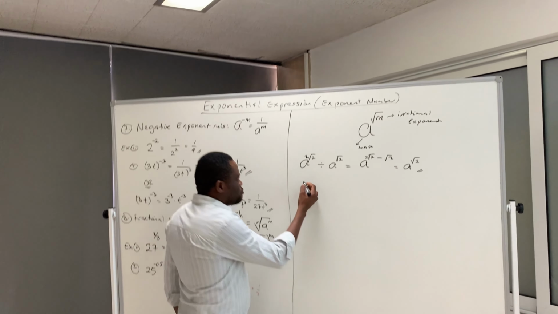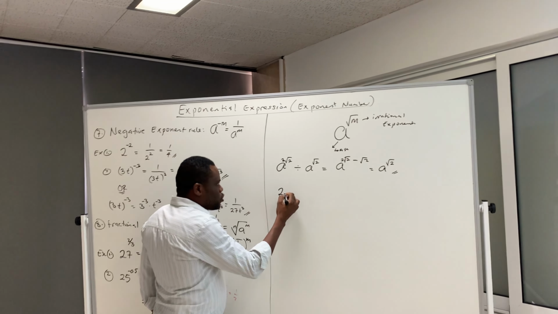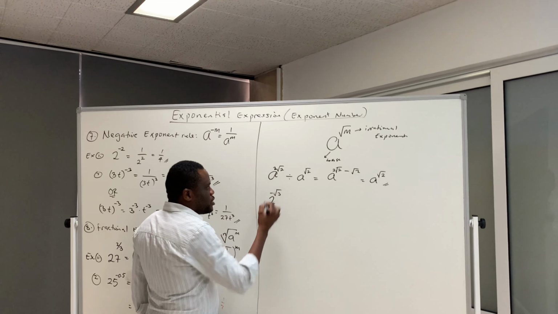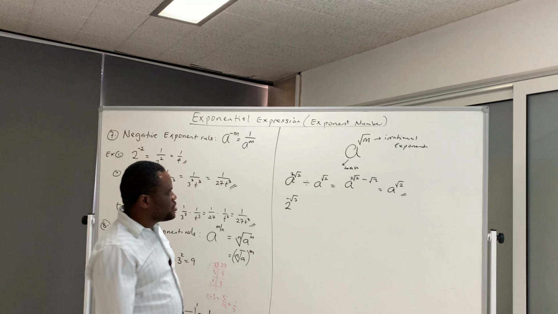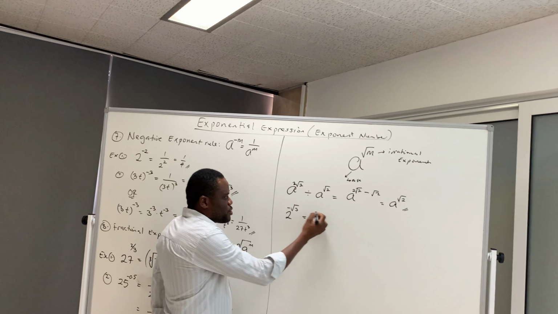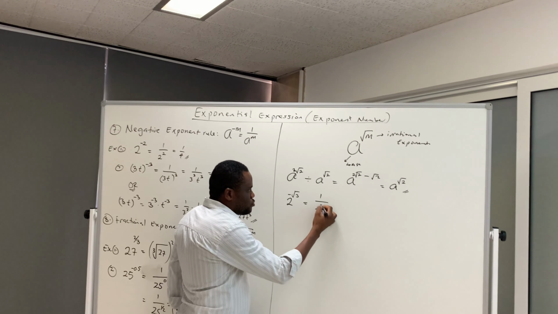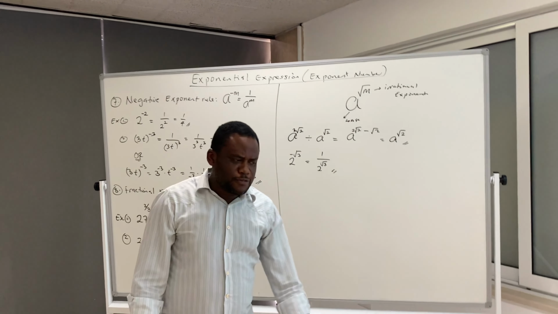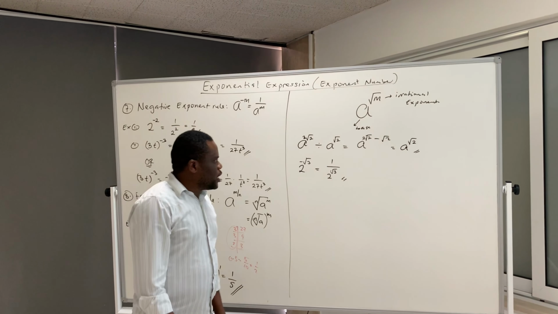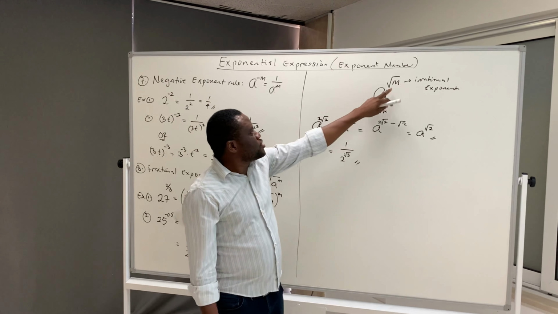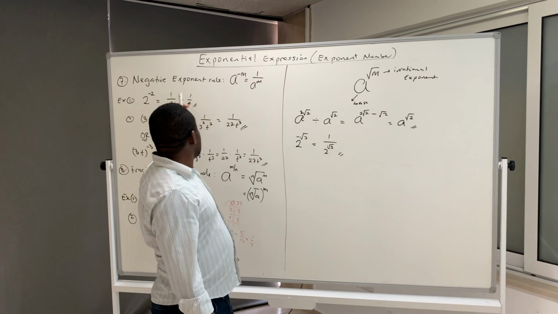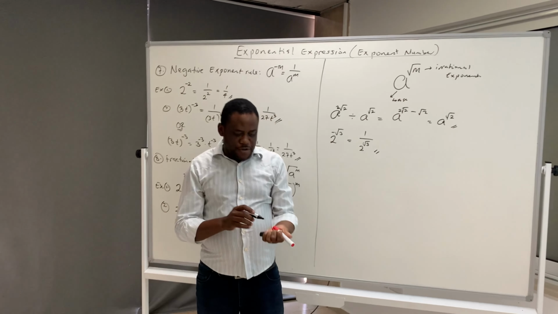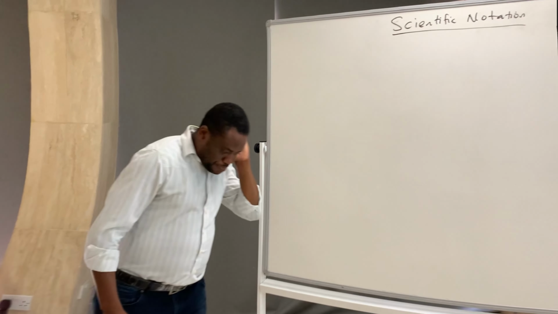I can also apply it to, let's say, 2 to the power of negative root 3. So apply it. What the law says, the minus becomes 1 over. So we have 1 over 2 to the power of root 3. And then it's finished. We stop it. Okay? So instead of using normal numbers, I can just use irrational numbers.